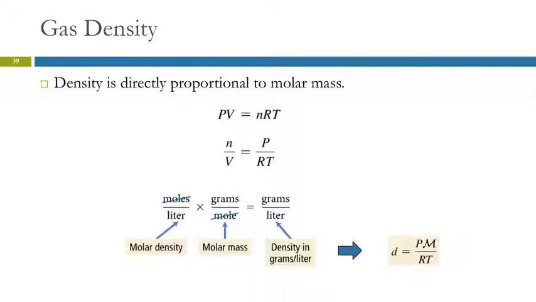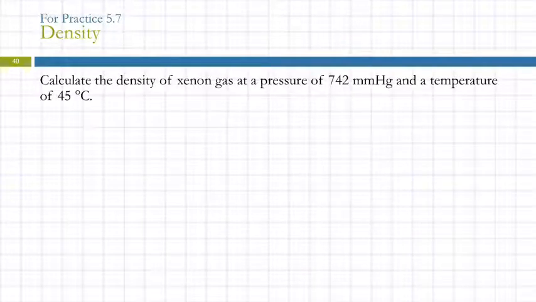The density of a gas is proportional to its molar mass, because the heavier the particles are, the more dense it is. And so you can derive that like this and end up with this. The density equals the pressure times the molar mass divided by RT. If you want to remember that equation and use it, you go right ahead. I'm not going to use it in class.